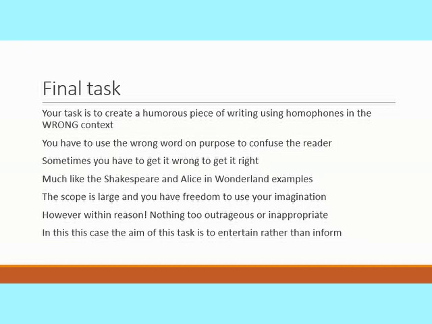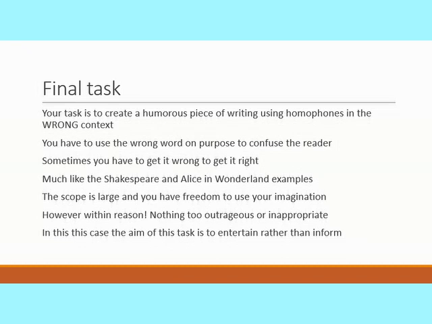For instance, I saw a bird. Use the saw as in I got a saw on my leg, and that will confuse the reader. The scope is large and you have freedom to use your imagination, so you can make it as funny or as humorous as possible. It's up to you. There is no limit. Well, there is a limit.